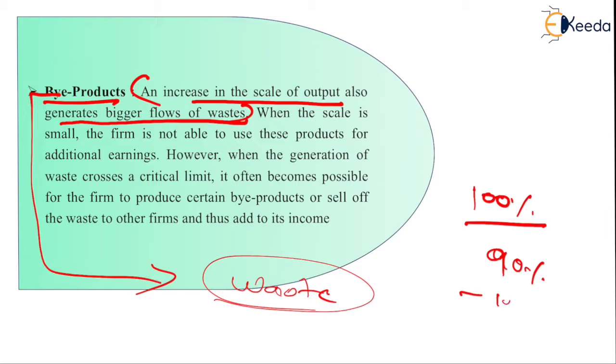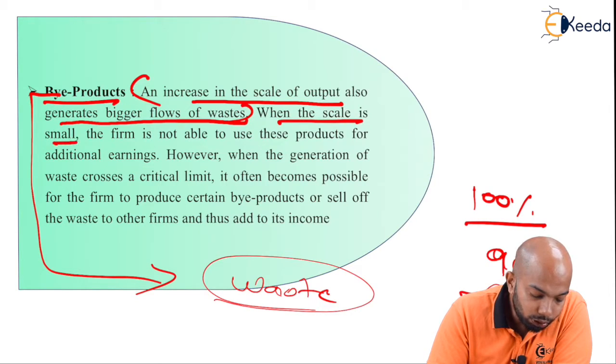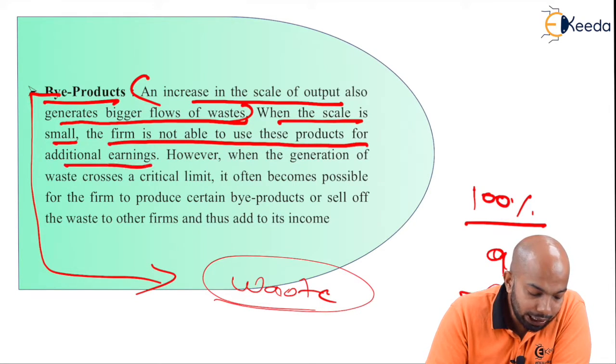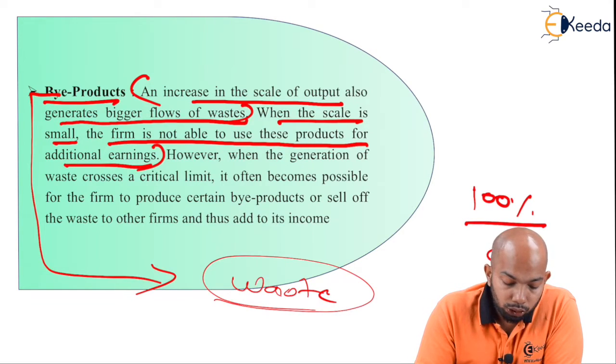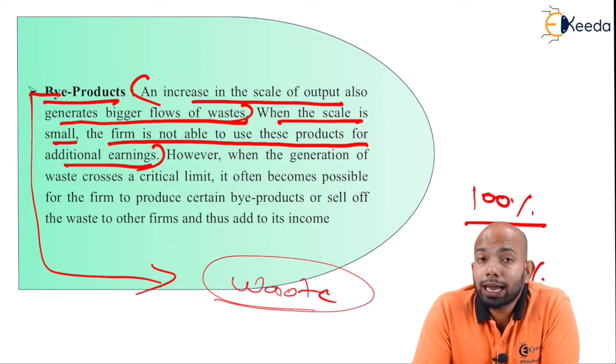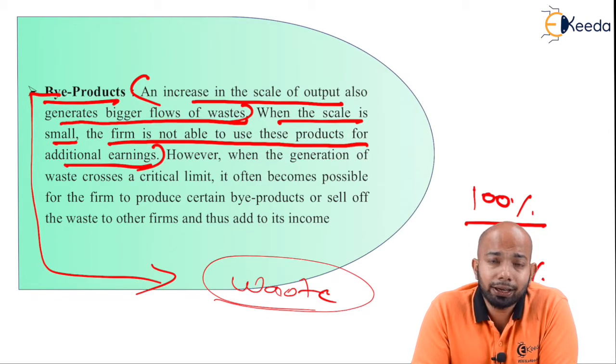So this additional 10%, or rather the other 10% that we are talking about, is completely a byproduct, that is the waste. When the scale is small, the firm is not able to use these products as additional earning. So basically, if your output is not much, whatever 10% is there cannot be used again, it cannot be recycled again.